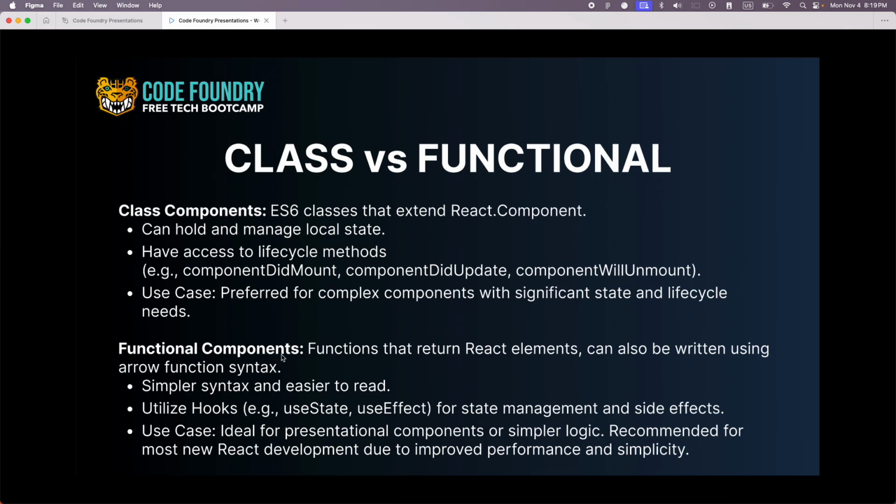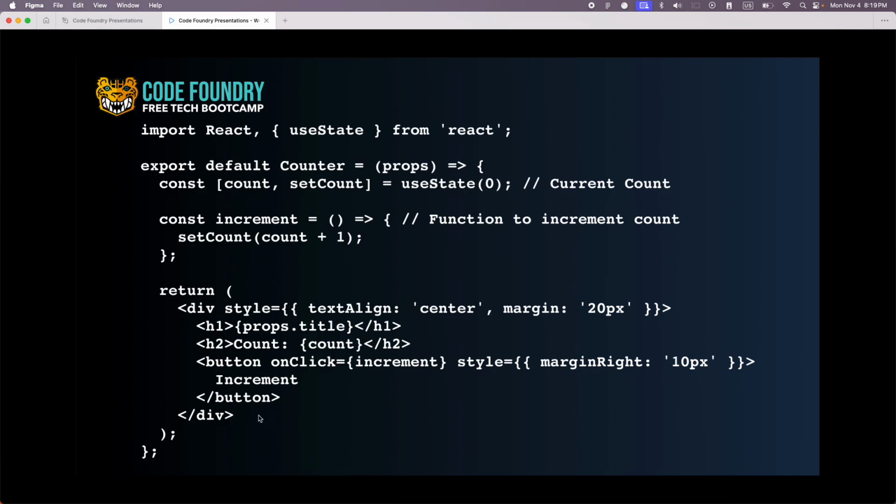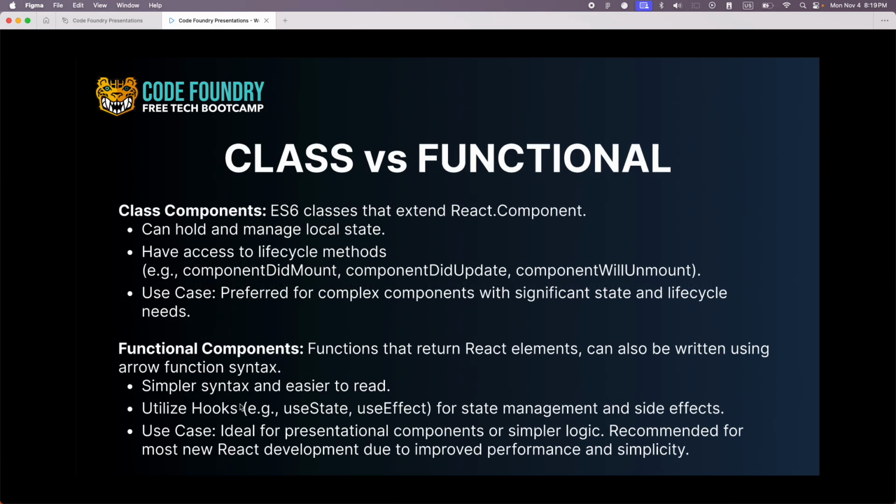Meanwhile, functional components are like the ones that we've seen here, where they use functions to create the component. Functional components are simpler and easier to read. They utilize hooks for managing state, like useState is a hook. And they are typically more ideal for presentational components or simpler logic.